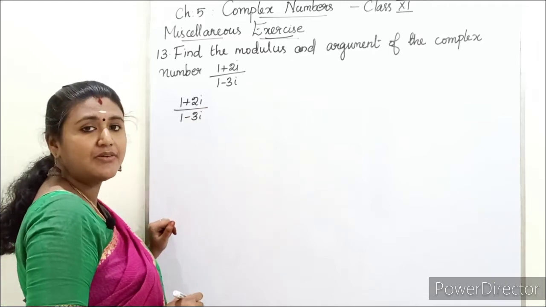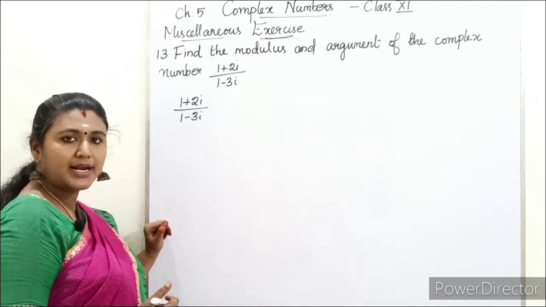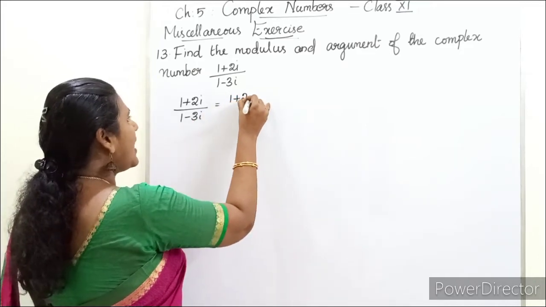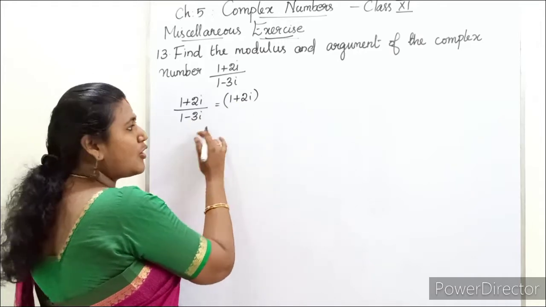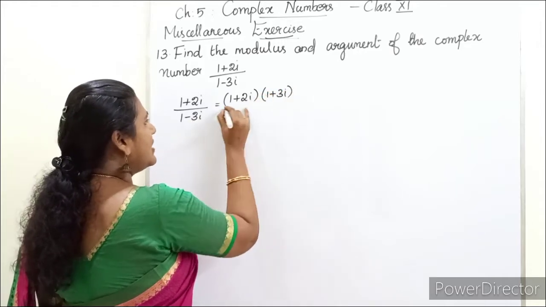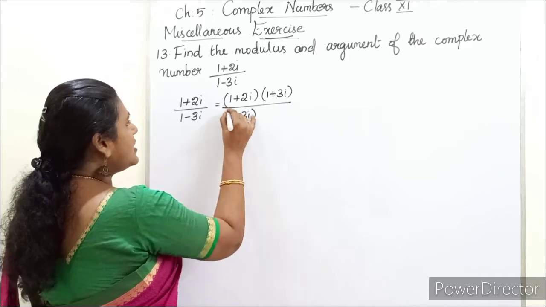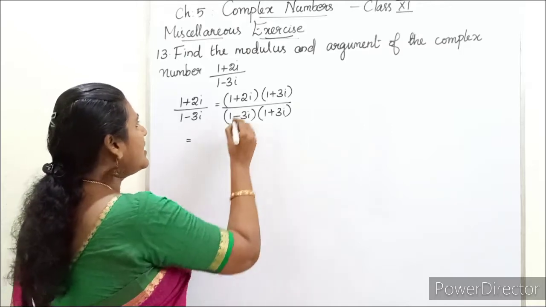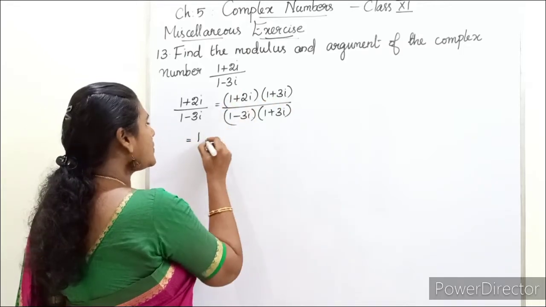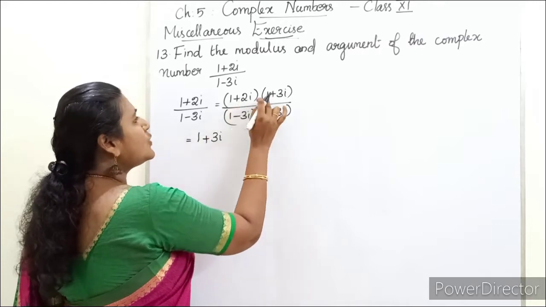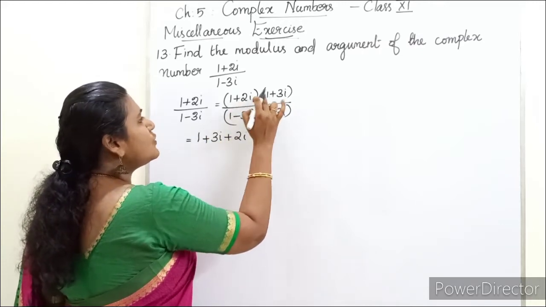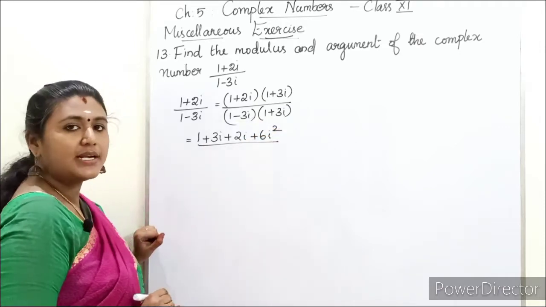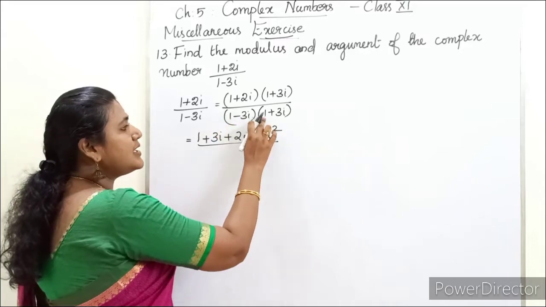So here how to simplify? We have to multiply both numerator and denominator by the conjugate of the denominator. So (1 plus 2i) into, what is the conjugate of denominator? 1 plus 3i. Divided by (1 minus 3i) into (1 plus 3i). Now we will multiply the complex number in the numerator. So 1 into 1, 1 into 3i is equal to plus 3i, 2i into 1 is 2i, plus 2i into 3i, that is 6i square, divided by, in the denominator we will use the identity (a minus b) into (a plus b).